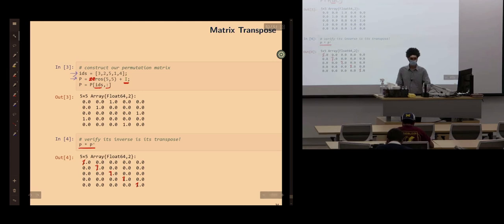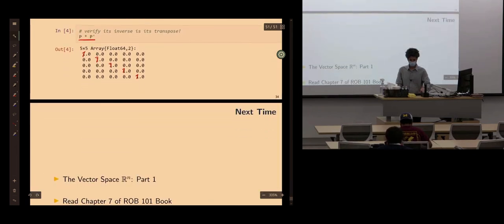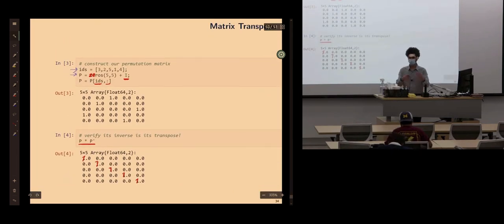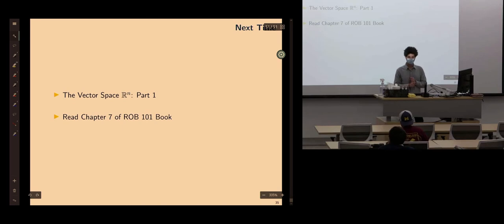Okay? So it's very compact code, maybe a lot to take. But take your time, think about it, and ask your questions. And try to solve that problem on Piazza. And next time, we're going to start talking about vector spaces. You can find about vector spaces part 1 in chapter 7 of the book. Okay, that's it for today, and see you next time.